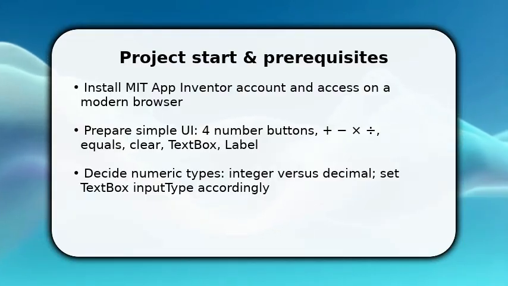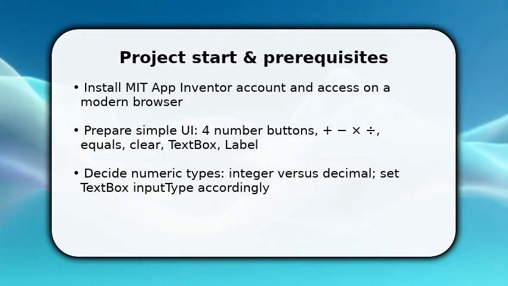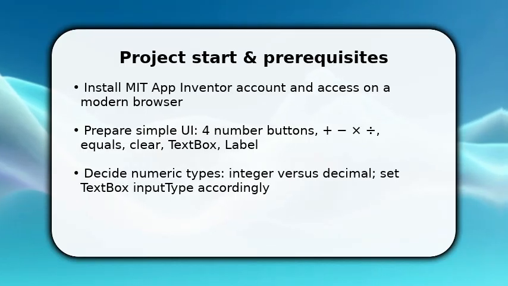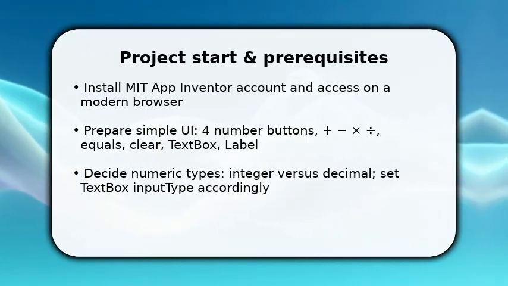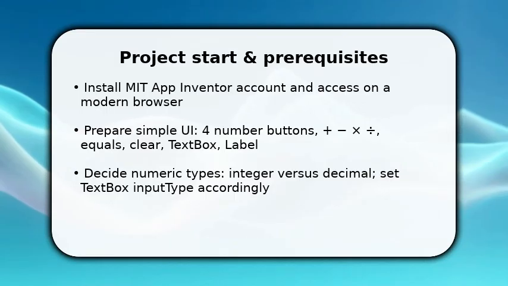You begin by opening MIT App Inventor and creating a new project. Sign in and name it Calculator. Next, drag a text box for input and a label for results, then place numeric and operator buttons.